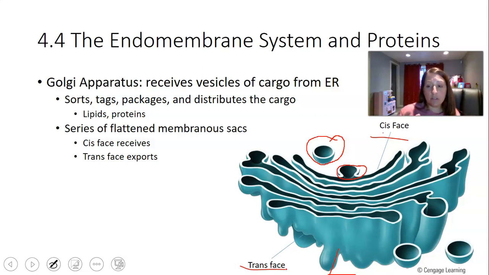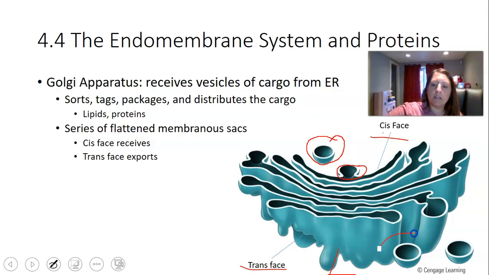Okay? The Golgi kind of looks like the endoplasmic reticulum. It's a series of membranous sacs. Kind of easy to find in the cell because it always takes on the same shape. There's a series of flattened sacs that looks pretty much like what we're seeing here in this figure. Again, there's a cis and a trans face. The cis face is the receiving end. The trans face is going to be the export side.